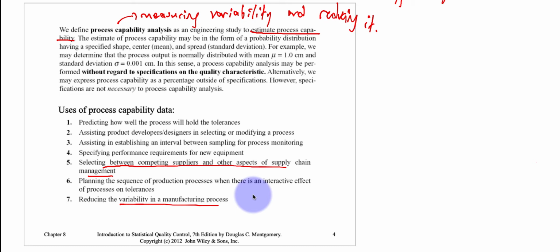And we can use the process capability for different purposes. For example, we can use process capability for selecting among competing suppliers. And maybe we can choose the best one with regard to the process capability ratio values of the suppliers. And also we can use process capability, for example, for reducing the variability in the manufacturing process. We can compute the process capability, and if the variability is high, we can reduce the variance, the spread in the process. Okay, so there are also different purposes, you can read them here.